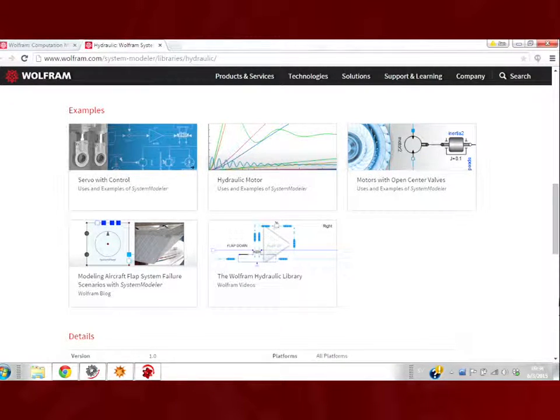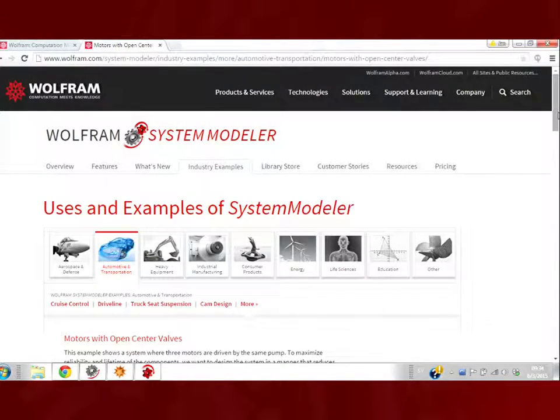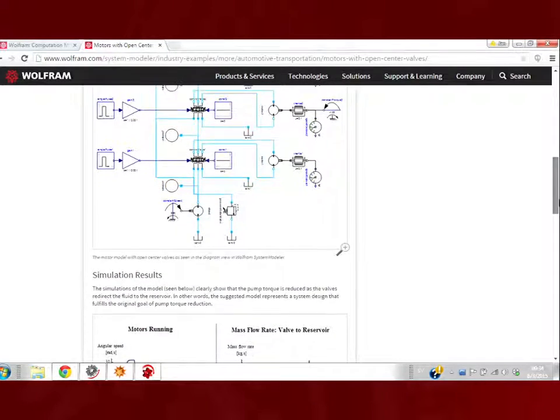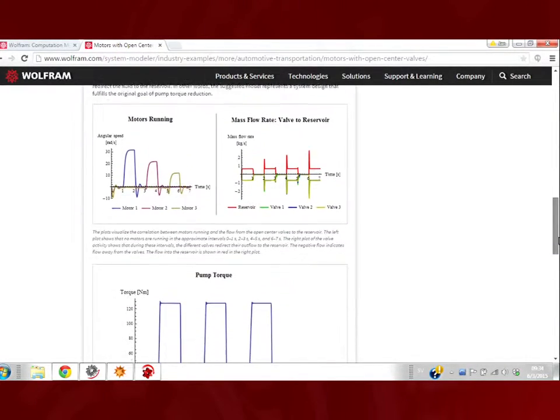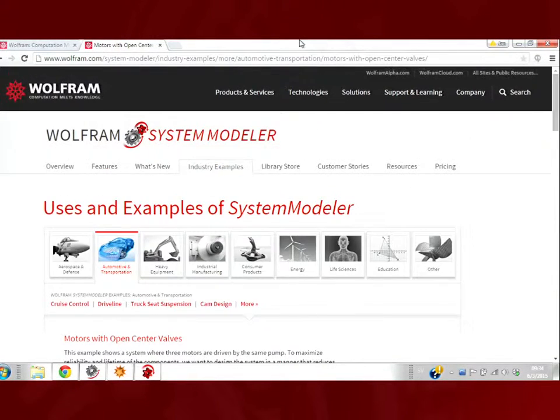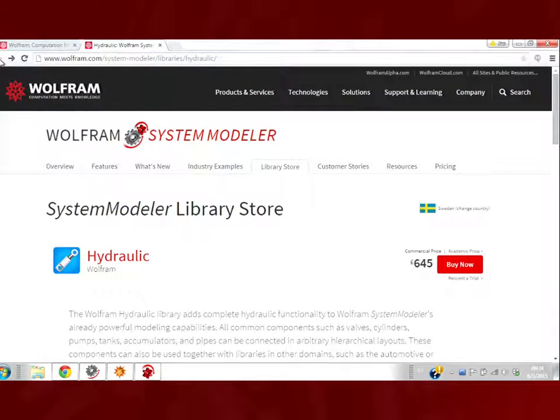Where is it applicable? So for instance, I could go into motors and valves and see that example. And then I can see a description of motors and valves, how you can use that, what kind of analysis you can do on that, and so on. So here you can learn about the different libraries and get an idea if this is something for you. And if it is, you can request a trial or buy it directly.